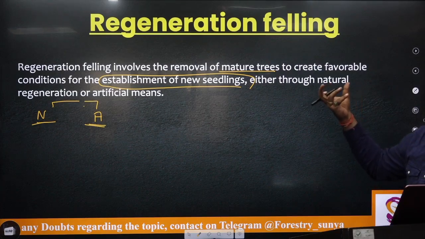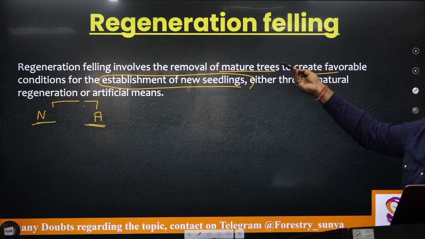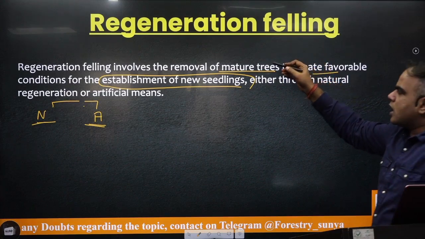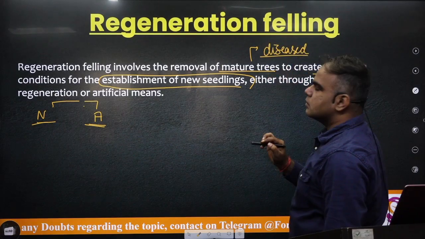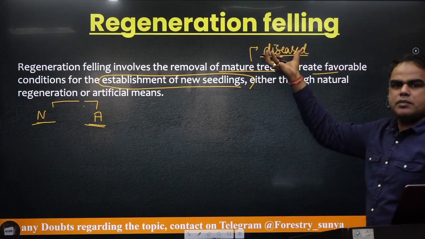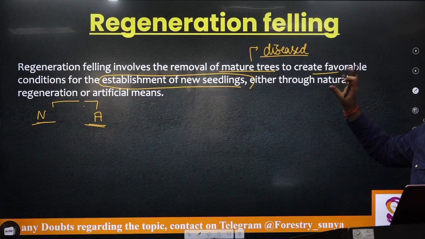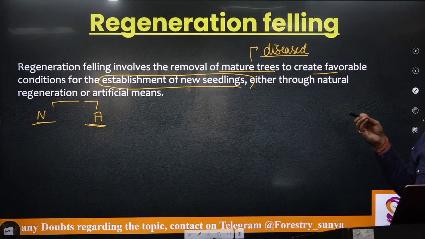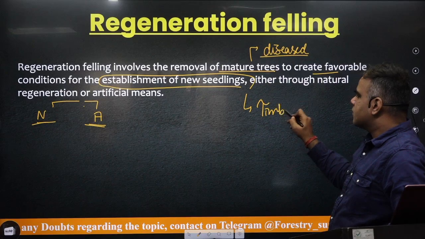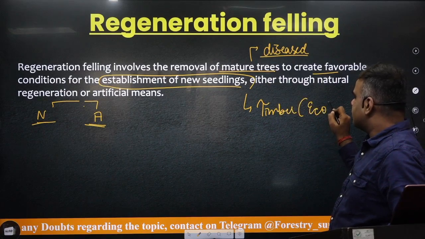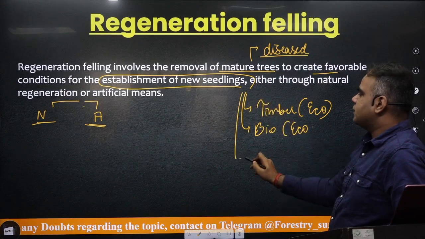And when we want to do that, there will be certain issues. For example, you are removing the mature trees, or you can remove some diseased trees, so that when you remove them, only then can you go for the new seedlings. That can overall help. So here there are certain objectives. One of them can be timber extraction, which is the economic objective. Another is conservation of biodiversity, the ecological perspective.